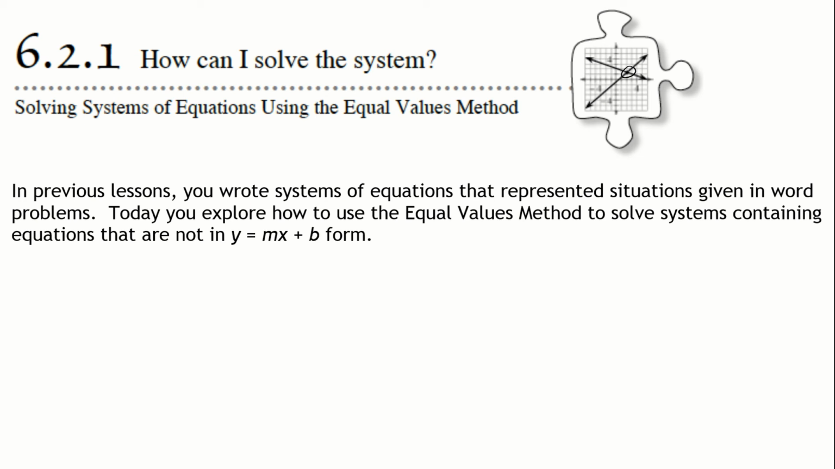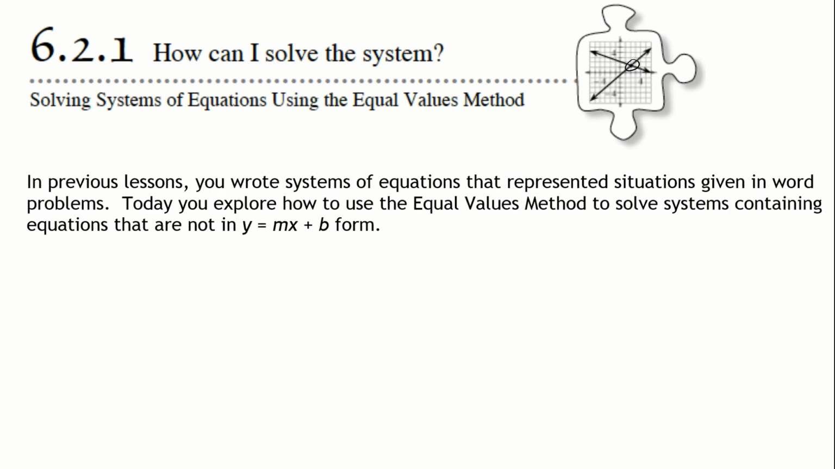Today we are switching into the second chunk of Chapter 6, Section 6.2.1. The title is How Can I Solve the System? And today we're focusing on something we're going to call the equal values method. And the idea goes something like this. If two things are equal to the same thing, then they're certainly equal to each other.